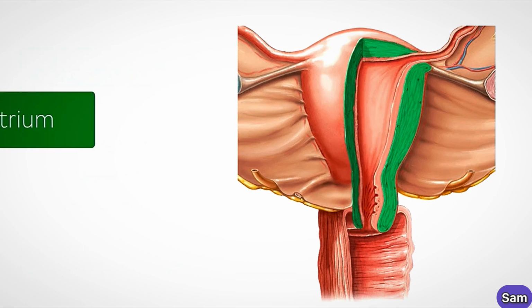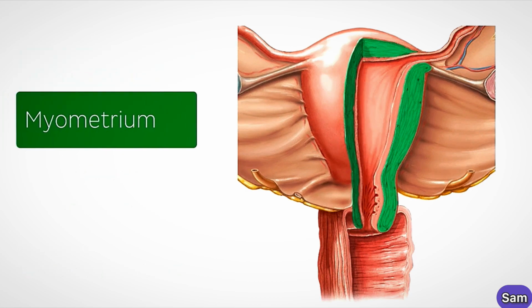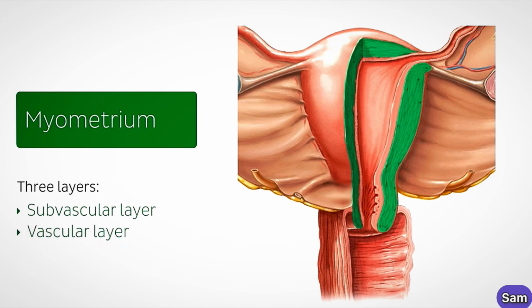The myometrium is comprised of a complex of 3 smooth muscle layers. And the first layer that we're going to talk about is the subvascular layer, which is a thin layer of smooth muscle that participates in the sealing of the uterine tubes and the separation of the endometrium during the menstrual cycle. The second layer of the myometrium is the vascular layer, which is a strong layer of muscle that is well perfused, running around the uterus like a net. And the vascular layer plays a major role during labor.